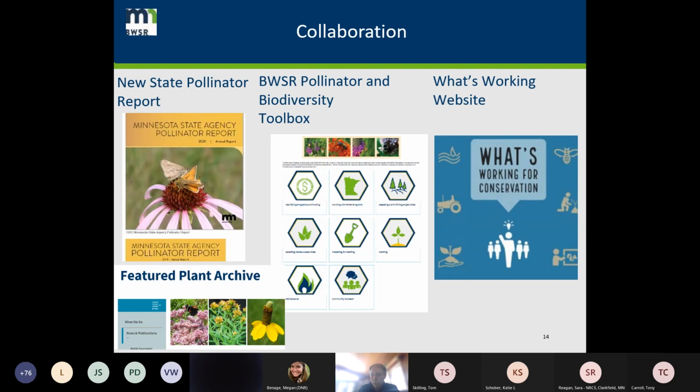We've been working to include more solar information into the resources that we work on. That includes our What's Working website, which is where we collect practitioner information about what's been successful on their projects. We have a pollinator and biodiversity toolbox. That's our main resource related to pollinator habitat that's intended to help conservation partners think about the steps for conservation planning for pollinator plantings. And then there's a featured plant archive. We have featured plant articles that come out every month, and also a new state pollinator report.